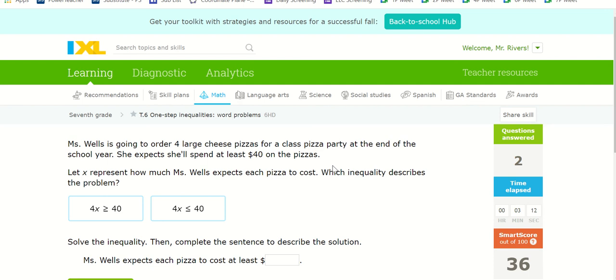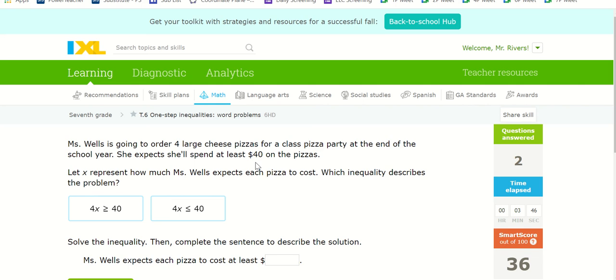Got it. Ms. Wells is going to order 4 large cheese pizzas for a class pizza party at the end of the school year. She expects she'll spend at least, there's that keyword again, at least $40 on pizza. So if she's going to spend at least $40 on pizza, could she spend $30 on pizza? No. If you're spending at least 40, 40 is the minimum, so it's 40 and up. Could she spend exactly 40? She could. At least means that number is okay, right?